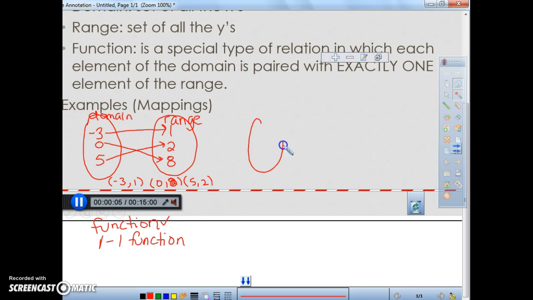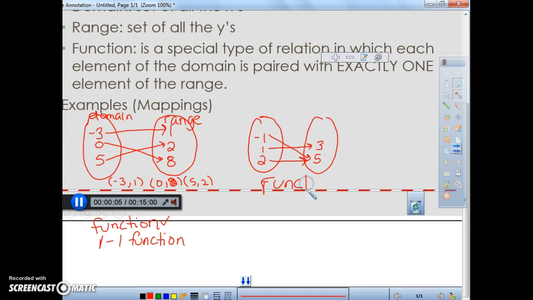Let's look at another mapping. If we were to look at this mapping, go ahead and write it down. So again, if you think about it, does every girl over here have only one boyfriend? Yes, from the girl's perspective, a boyfriend. 5, boyfriend. So it is a function.